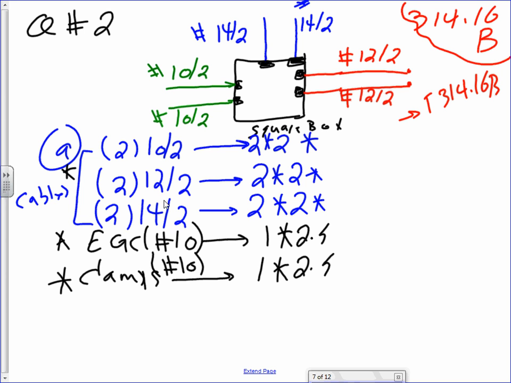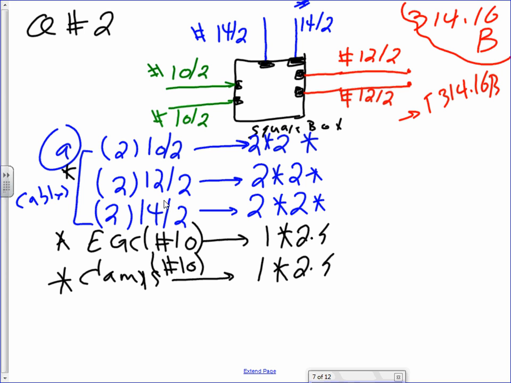Okay, so let's start with the first set. For the 2 cables 10-2, can you guys see the first 2 is for what? The cables, 2 cables. The second 2 is for what? The 2 conductors inside the cable. Can you guys see that? The first 2 is for the cables, the second 2 is for the conductors inside the cables.